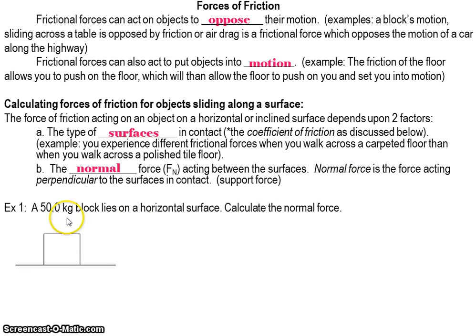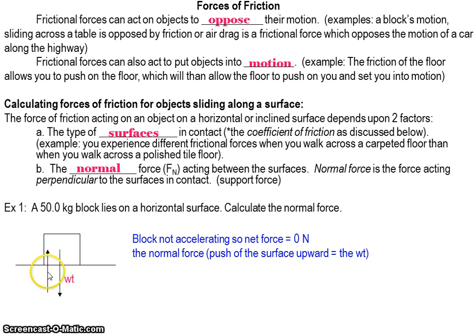So let's look. We have a block, we know its mass, we want to find the normal force. Well, let's look at the forces acting on the block. We have a force downward, which we've called the weight, and we also have a force upward, which we're now calling the normal force. Again, it's perpendicular to the surface right here. And because this block is not accelerating, it has a net force of 0, so the forces down are equal to the forces up. Therefore, the normal force is equal to the weight, and we can show it by this equation here.